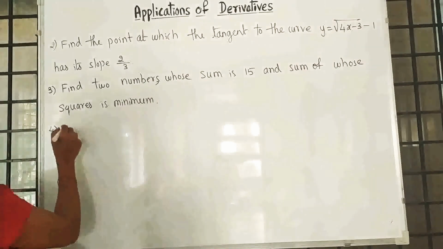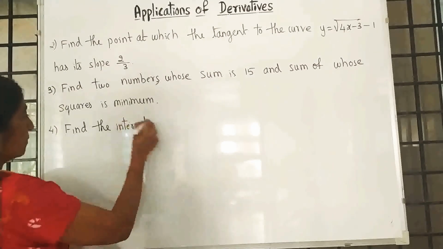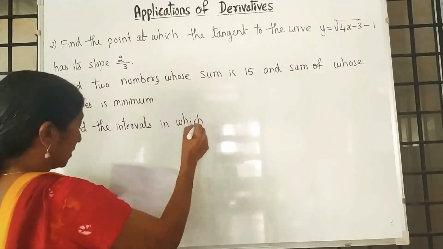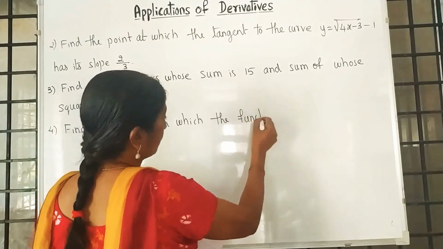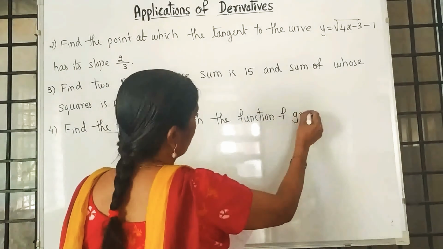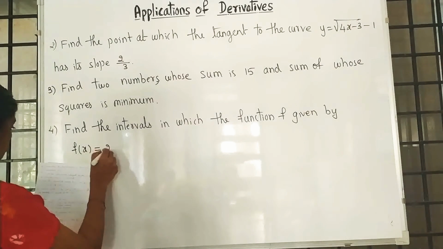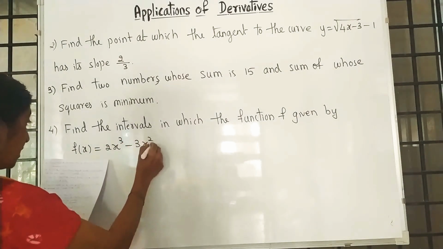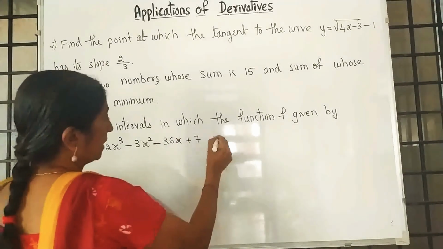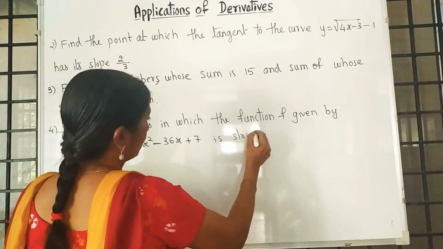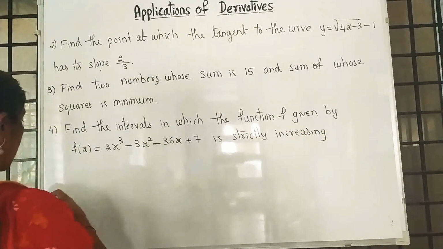Find the intervals in which the function f given by f of x is equal to 2x cube minus 3x square minus 36x plus 7 is strictly increasing. Question number 5.